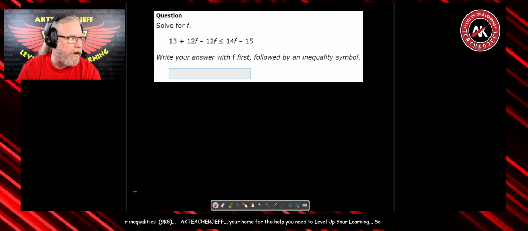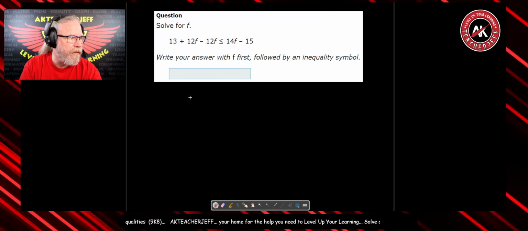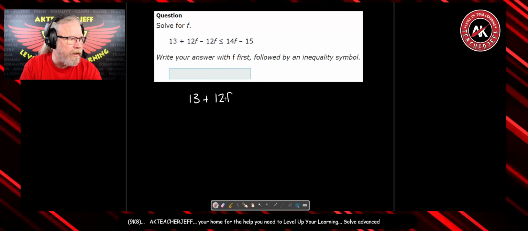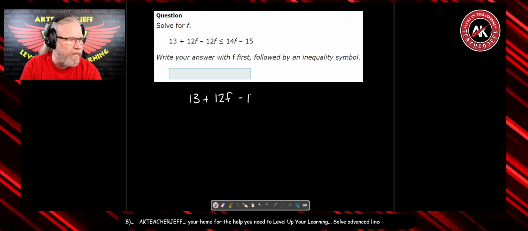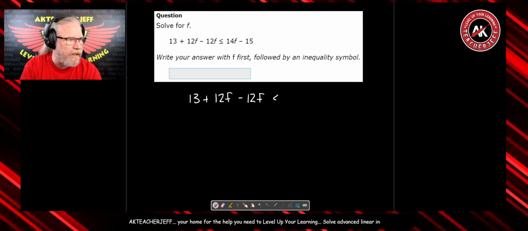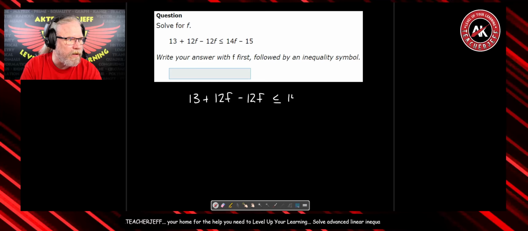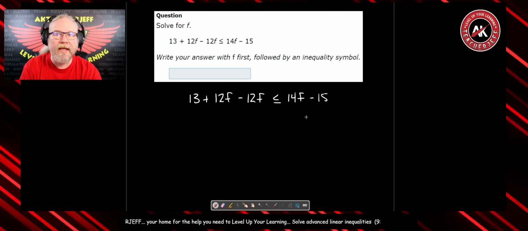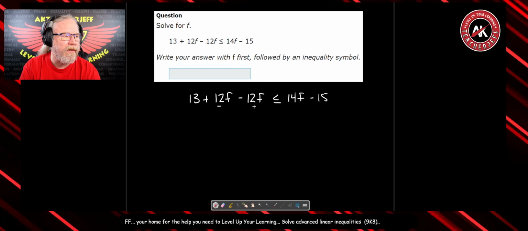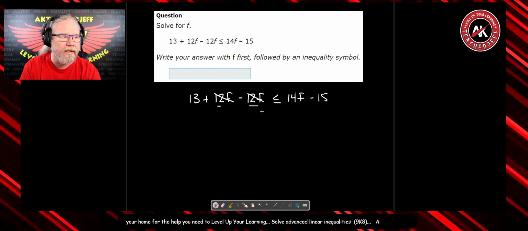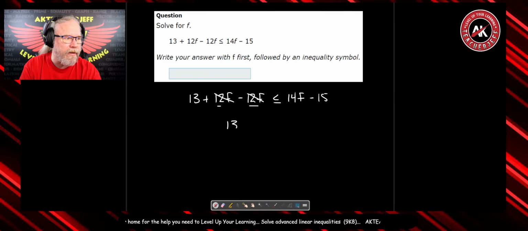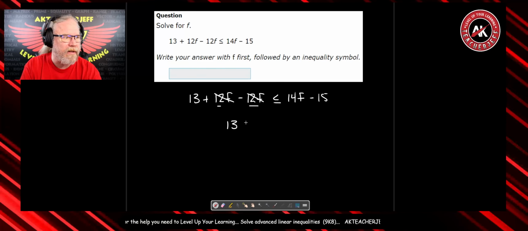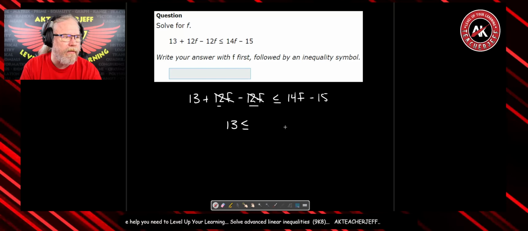All right, let's look at another problem. Here we have 13 plus 12f is, or minus 12f is less than or equal to 14f minus 15. Well, one thing I noticed right away is I have a positive 12f and a negative 12f. Those are going to cancel each other out, leaving me with the 13 is all I have left over on the left. Remaining on the left. There we go. And go ahead and bring down my sign.